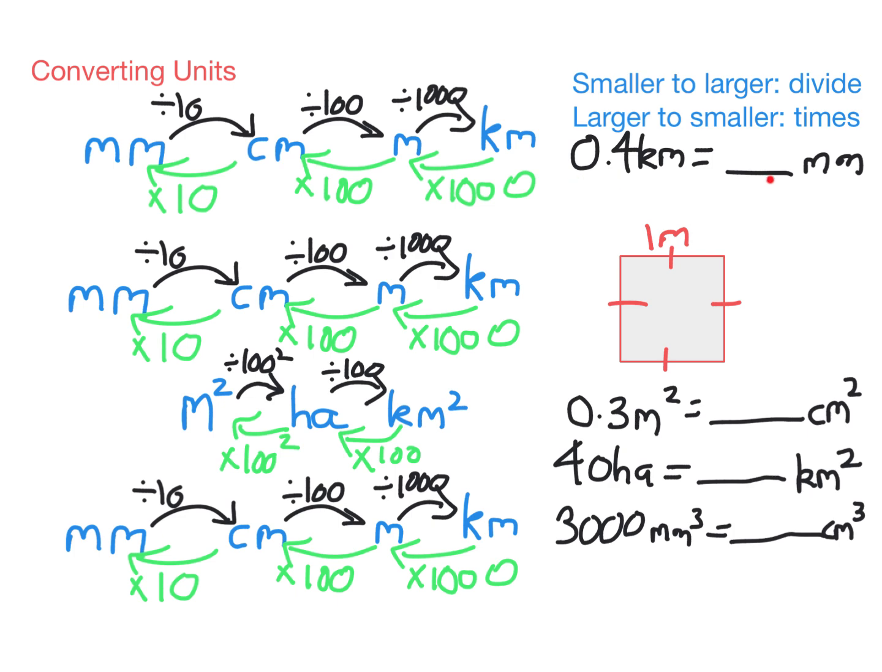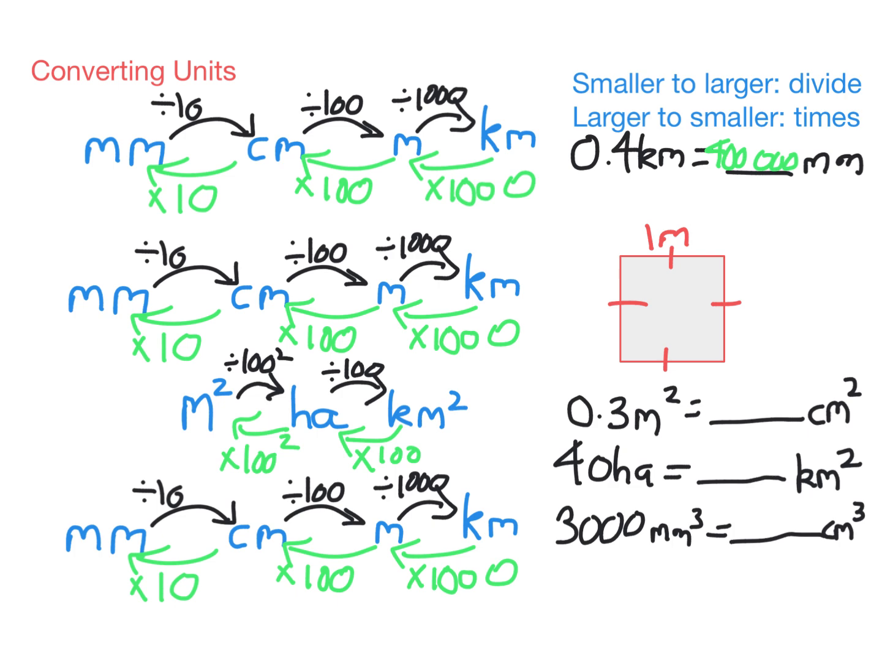So let's say I wanted to perform this conversion. I'm essentially asking how many millimeters in 0.4 kilometers. So I'm in kilometers here and I want to go to millimeters. So I would need to times by 1,000 to get to meters, times by 100 times 10. So you go 0.4 times 1,000 times 100 times 10. And the answer you get is 400,000. 0.4 kilometers is the same as 400,000 millimeters.